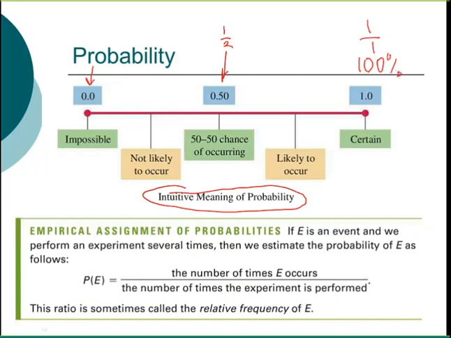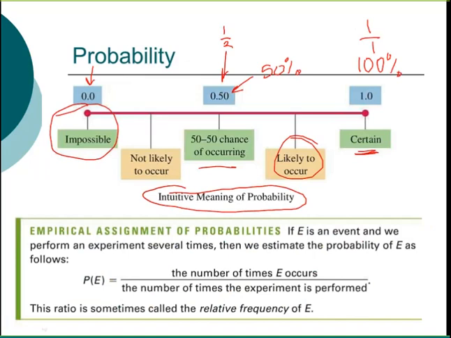Okay, so you also see 0.5 as 50% chance. So 50-50 chance of occurring. Anything over here is likely to occur, and then a 1.0 is absolutely certain it will happen. And a 0% chance is impossible to happen, unless it's 0% chance of rain, because you never know with weather. But anyway, side note.